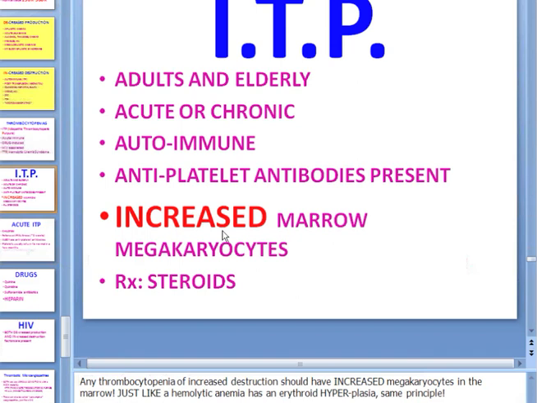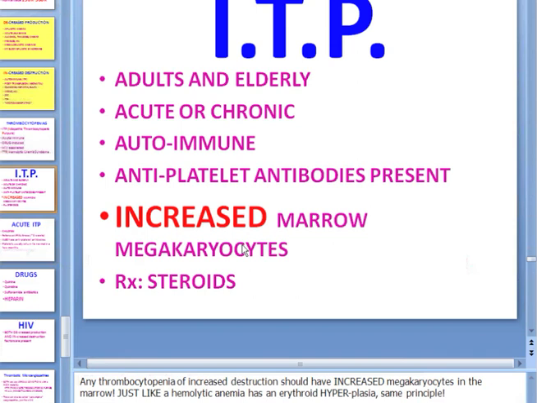So here's the general rule, just like with red cells. If you're destroying your red cells too fast, you have an erythroid hyperplasia. If you're destroying your platelets too fast, you have a hyperplasia of your megakaryocytes, right? Yeah, it makes sense.